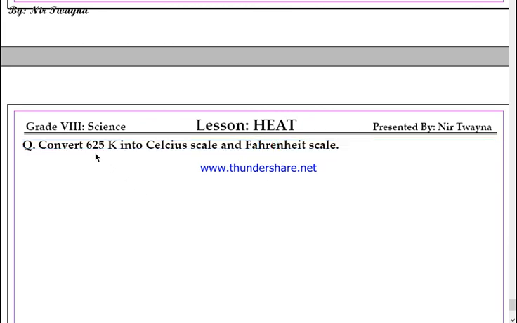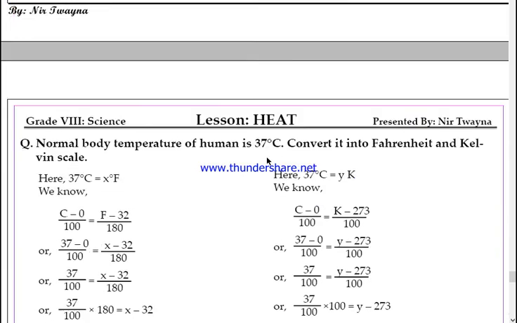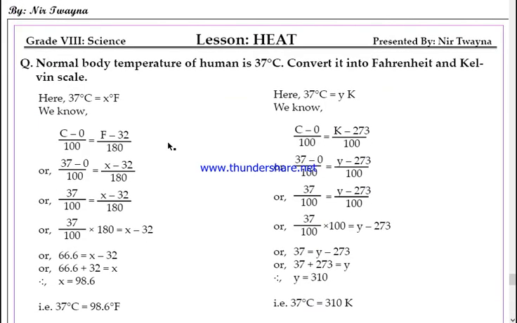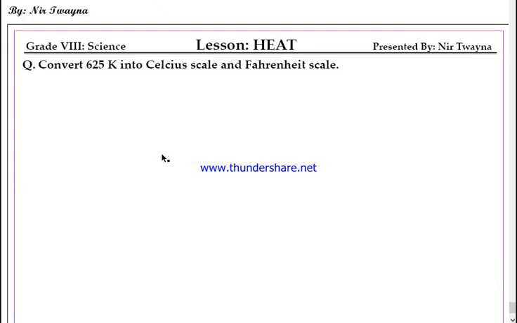In the second part of the question, you need to convert 625 Kelvin into Fahrenheit. That means you need a relationship between Kelvin and Fahrenheit. In that case, you can take the second and third relationships, and then simply substitute the value and solve it. And while starting, always start from 625 Kelvin equals X degree Celsius, or 625 Kelvin equals Y degree Fahrenheit. Always start from that.